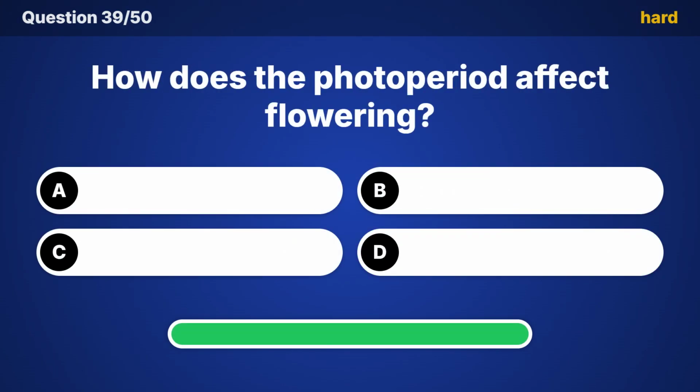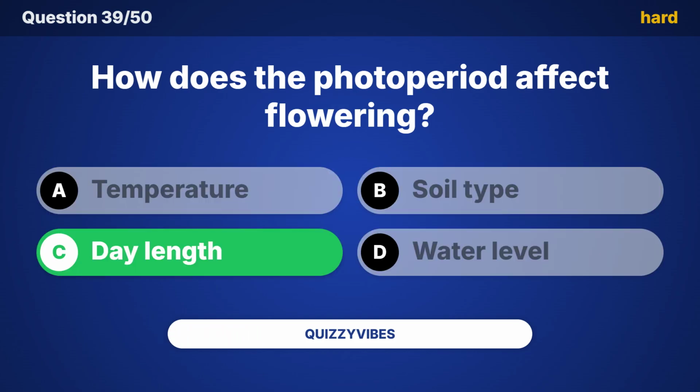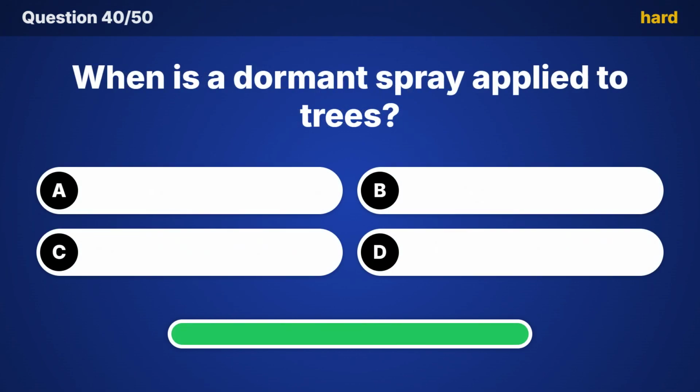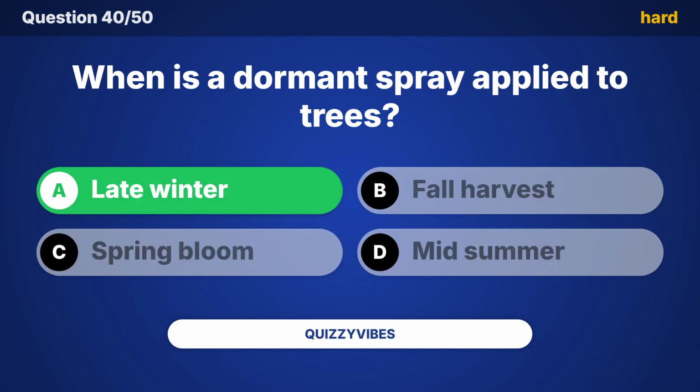How does the photoperiod affect flowering? Here is the answer. Day length. When is a dormant spray applied to trees? Here is the answer. Late winter.